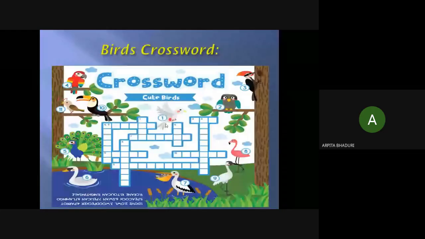Number one, can you see this bird? Can you tell the name? Four letters. Just below the cute birds. C-R-O-W, crow. Does it look like a crow? It is white in color. It is grayish in color, actually.